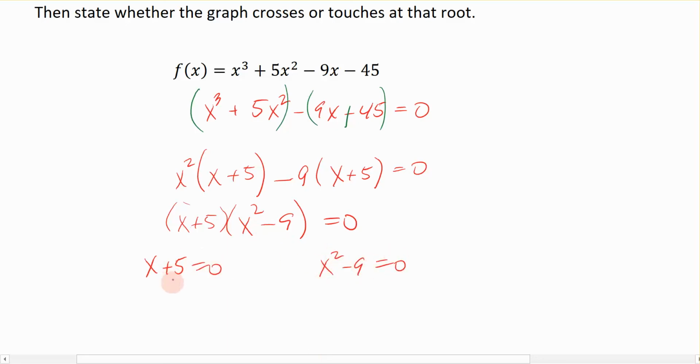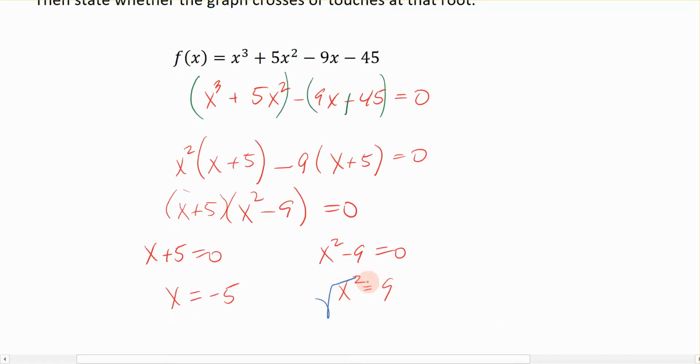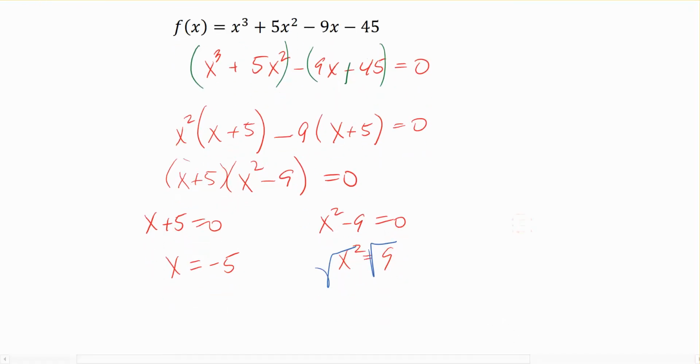So x plus 5 equals 0, x squared minus 9 equals 0. Over here on the left equation, x is equal to negative 5. Here, how do I solve that? Well, the fastest way is going to be to add 9 to the other side. And now that I have a squared term equal to a constant, I can take the square root of both sides and find out that x is equal to plus or minus 3. Okay, so what did we do? We found out what the zeros are of the function. But we need to now determine what the multiplicity is of each of those zeros.